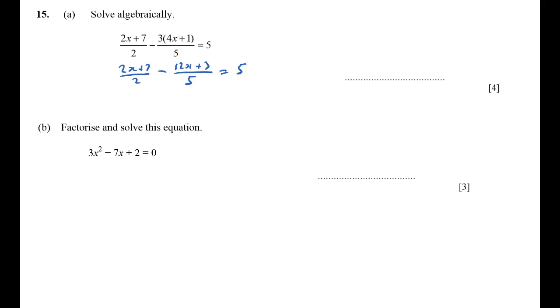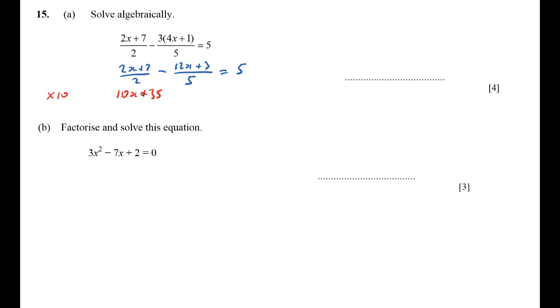So actually what I'm going to do now, I need to get rid of the 2 and the 5, so I'm going to times everything by 10. There's other ways of doing this, but I'm going to times the whole thing by 10. And if I've got 10 lots of the top bit, and then divide by 2, I only have 5 lots of the top bit, so I need to times the top bit by 5, and so that will leave me with 10x's plus 5 7s 35.